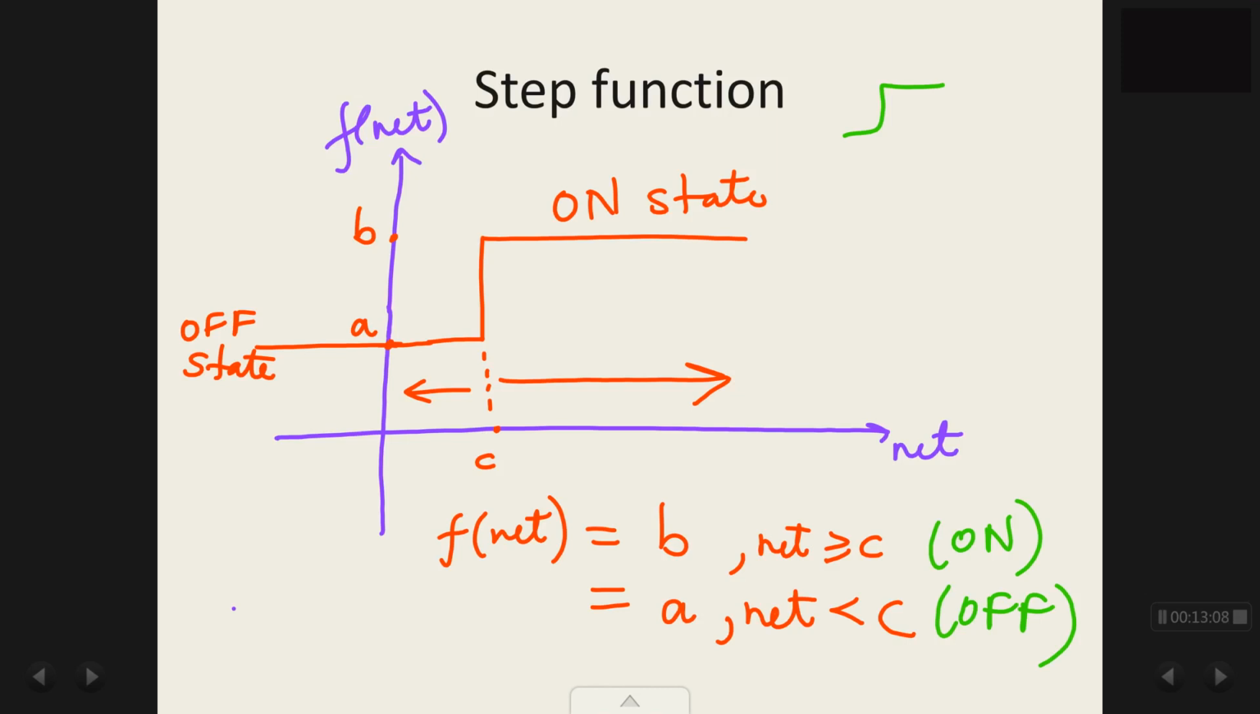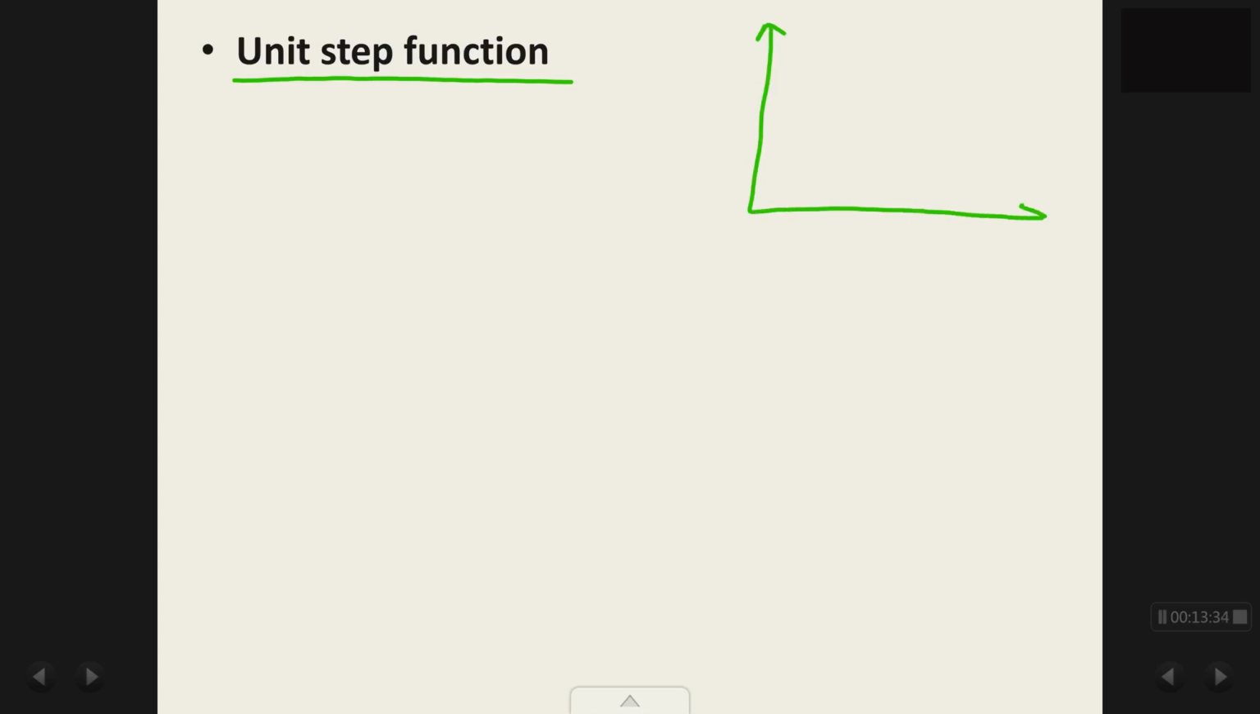Now we go to the next function. This is a very generalized step function wherein I have defined it in terms of A, B and C, and I have not told you what the values of A, B and C are. If we go to the next slide, you will see what a unit step function is. From the previous slide itself, you can guess what a unit step function is. A unit step function would be somewhat like this.